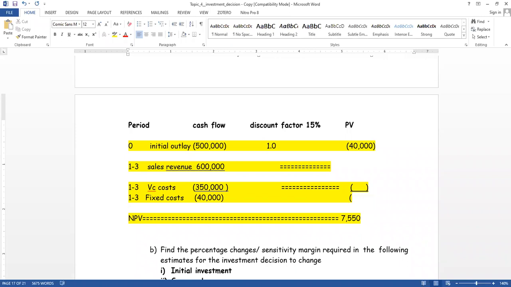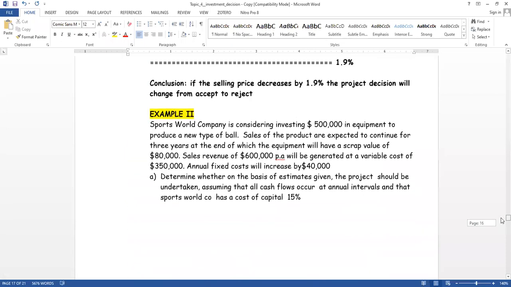Okay. So this is also an outflow. I'm just giving you the guidelines so that you go and do the number. Then now with this, I also have the scrap value.